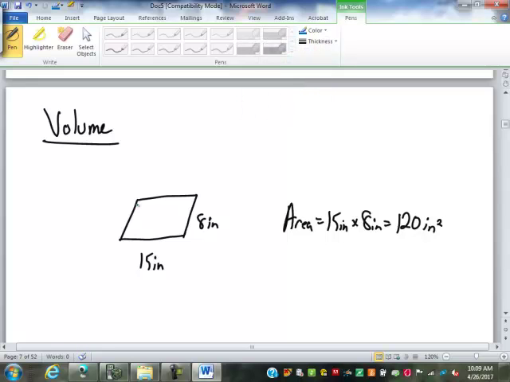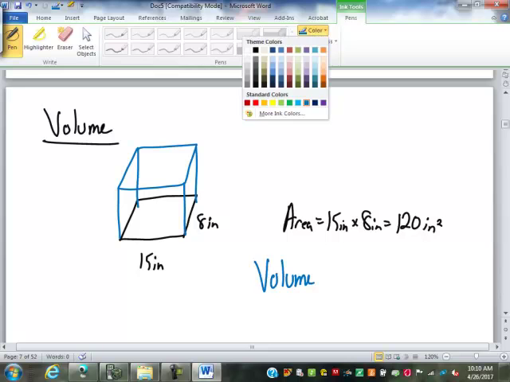If I want to create a volume, just like we created an area by taking that line segment, that length, and moving it, to create a volume, we're going to take this area and move it. Like that. We create a box or a solid object. That solid object has volume.